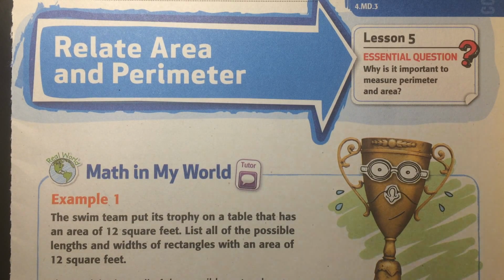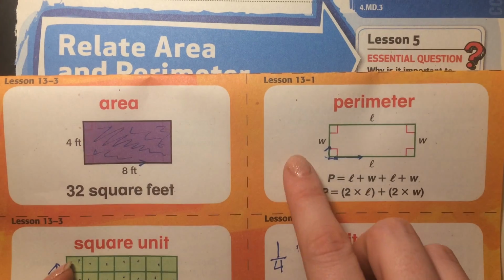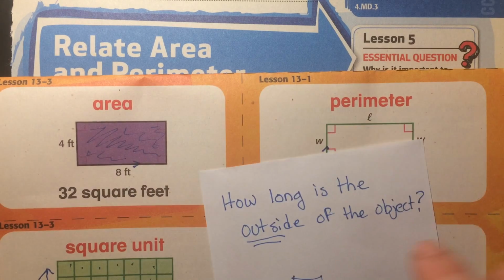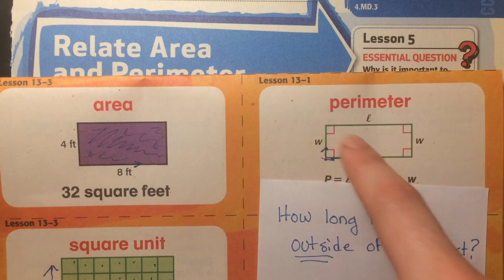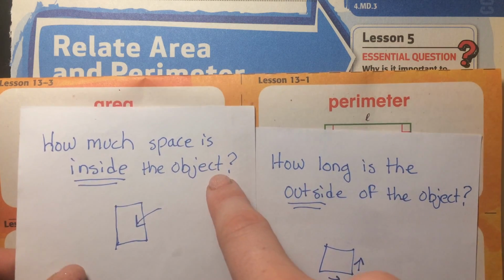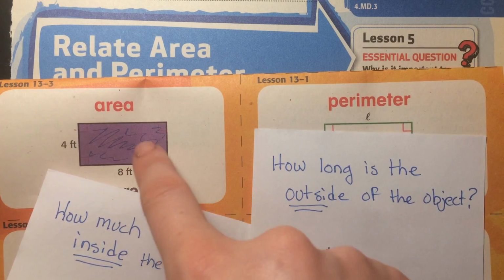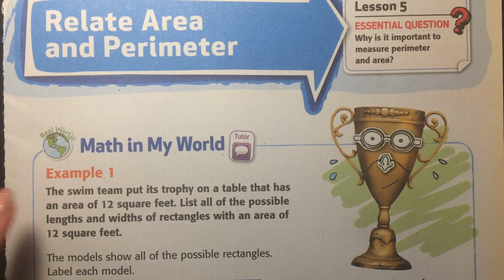Okay, now remember, we've been doing this all chapter. Perimeter is how long is the outside of the object, so measuring around. And area is how much space is inside the object, so measuring the inside. So how can those two work together? Where will you see them in word problems together? Okay, let's check it out.